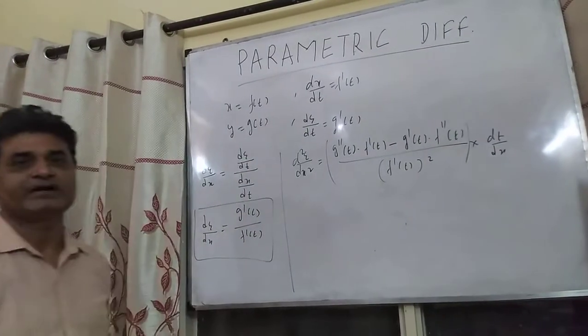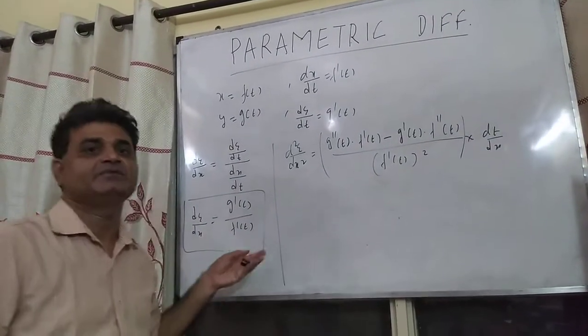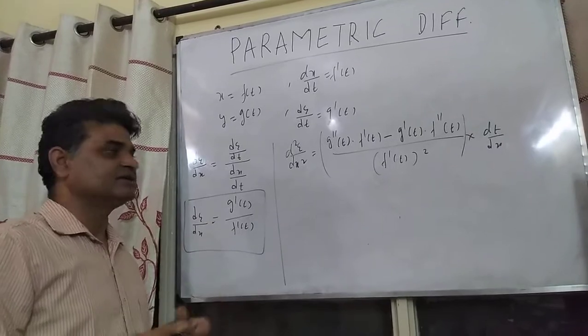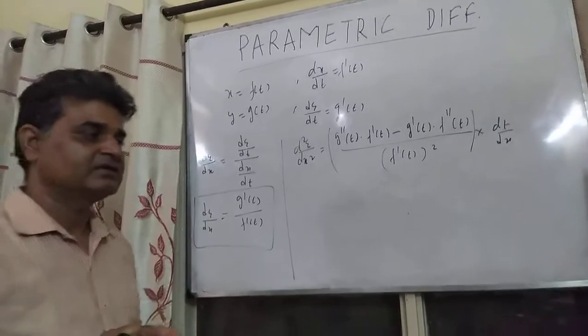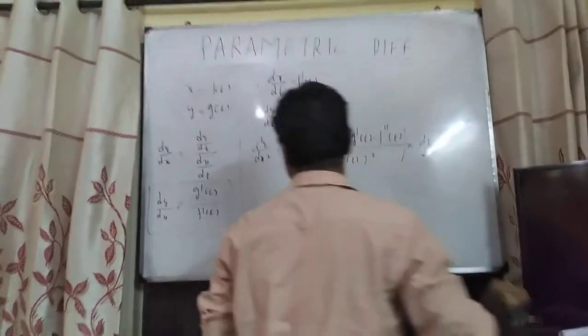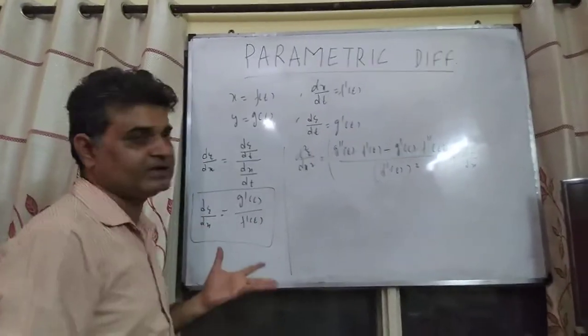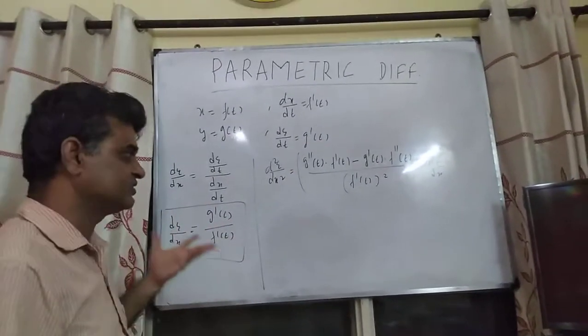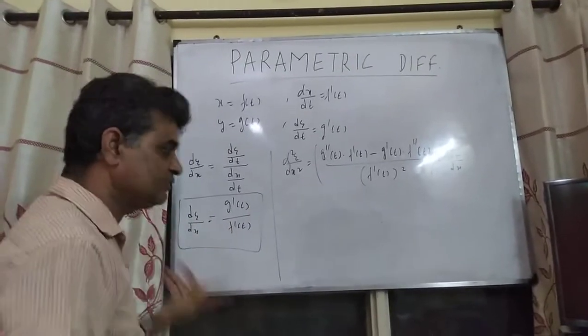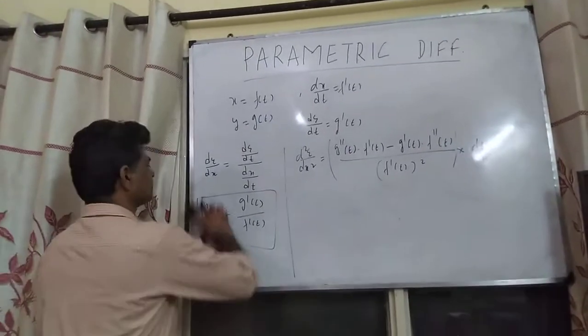So this is the way of finding the double differentiation, which is very important, and generally it is used in physics, sometimes in chemistry also. So now we'll discuss some questions on it so that we can clarify the whole concept of parametric differentiation one by one. So we are going to start with one question.